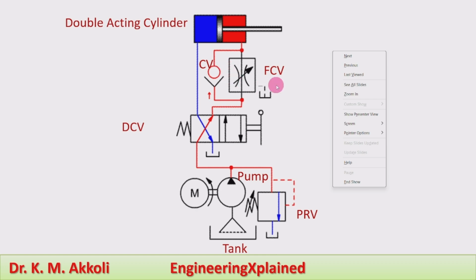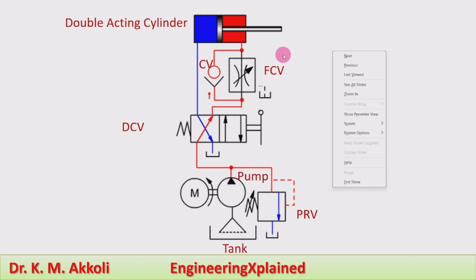Therefore, the fluid is bypassing the flow control valve and entering the rod end of the cylinder, and the cylinder starts retracting. At the same time, the fluid at the piston end of the cylinder will be connected to the tank line. As there is no restriction of the outlet flow in this line, it will be flowing at its full flow rate.